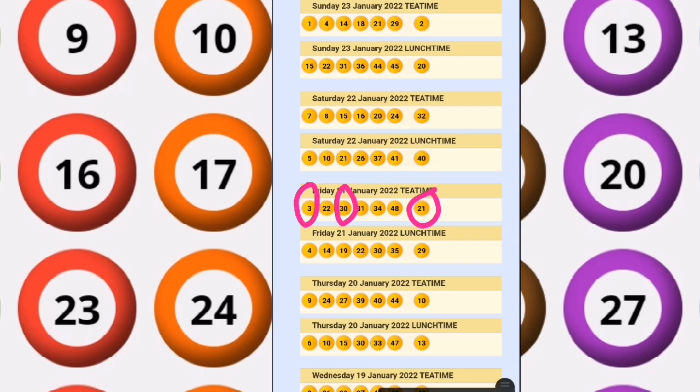Because 2 plus 1 is 3, which gives us the session of 3, which makes us go and check the session of 3. So as you can see from the result on the 21st, we have 21, we have 3, and we have 30, which is the session of 3. I hope you guys really understand this strategy right now.